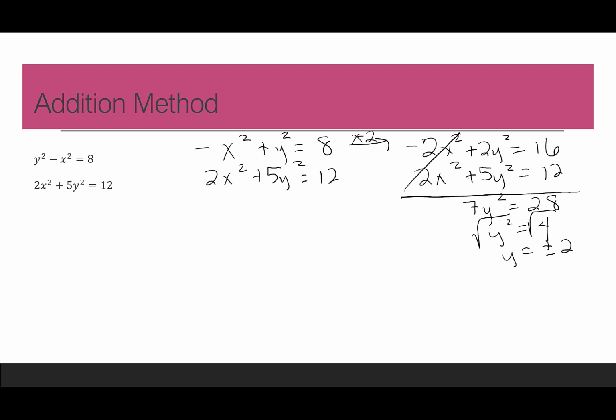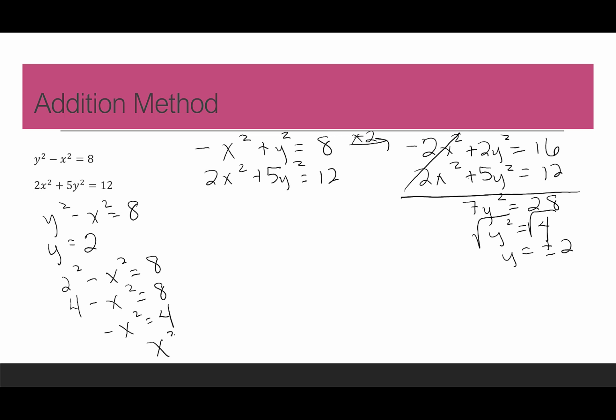Now, like always, you can pick where you want to plug it back in. I'm going to plug it into y squared minus x squared is 8. So I'm going to start with y is positive 2. And it says I have 2 squared minus x squared is 8. 2 squared is 4 minus x squared is 8. Says that negative x squared is positive 4, or x squared is negative 4. Now, here's a problem. That doesn't work. When I take the square root, I get a complex answer, and that's not what we're looking for here. So this is not going to work.